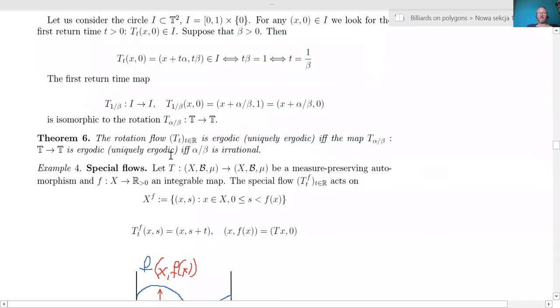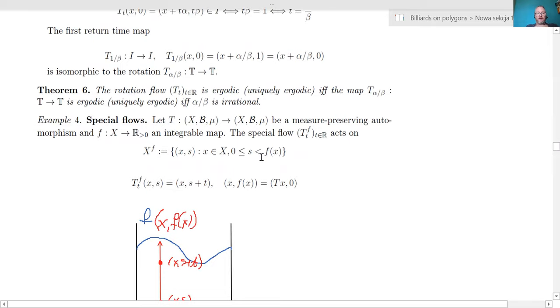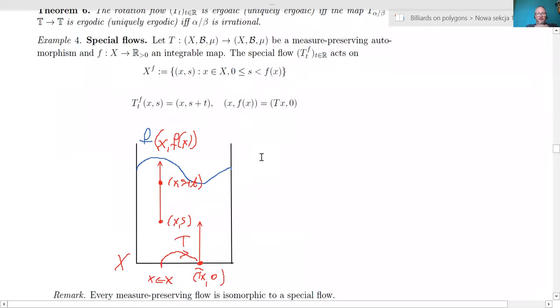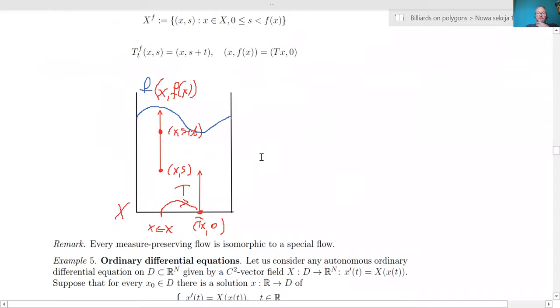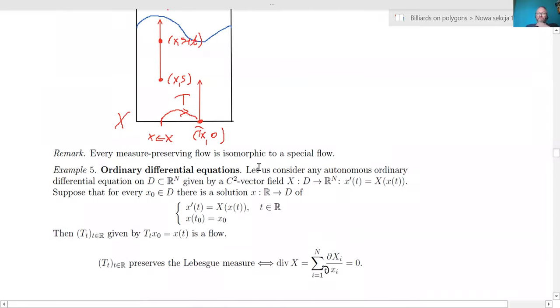But we already know that the ergodicity or unique ergodicity depends on the irrationality of this ratio. I think that my time is already over, so I should skip maybe this example and pass to the last example, which comes from ordinary differential equations.